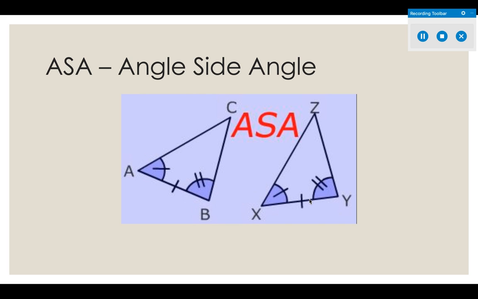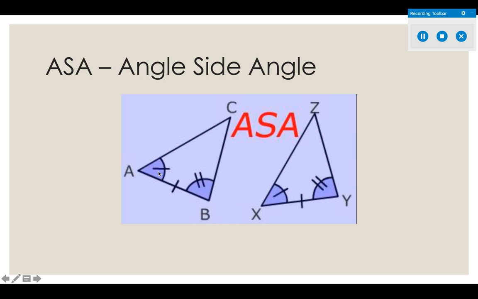Next, we have the angle side angle theorem. So this says if you have an angle, a side, and an angle congruent in 2 different triangles, then the 2 triangles are congruent. Now about this theorem, we have to make sure that our angle and our side and our next angle are in this pattern. So the side has to be in between the 2 angles in order for this theorem to work.